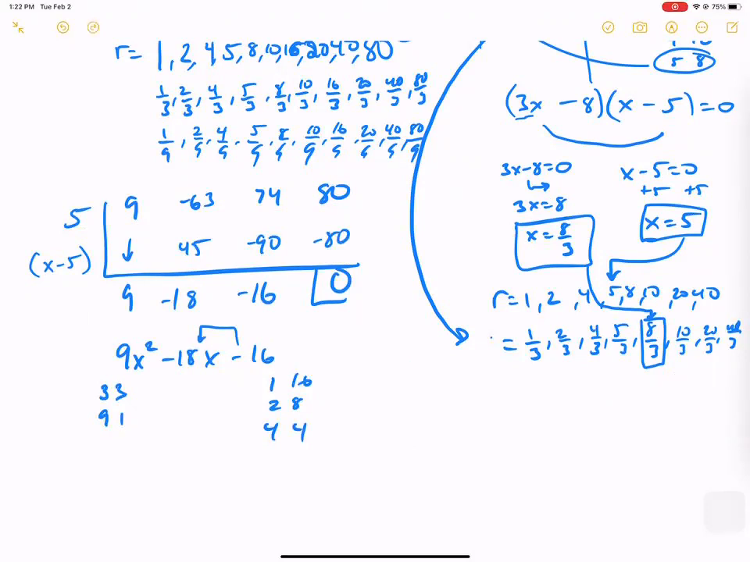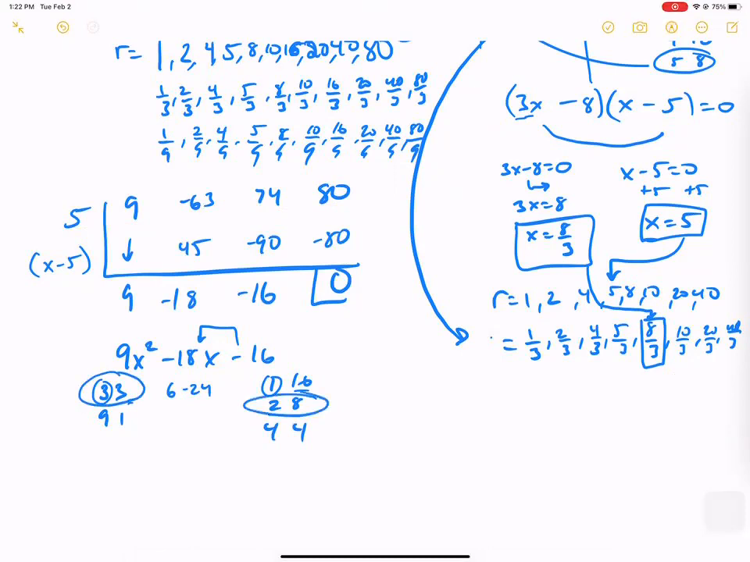Okay, so I'm going to start multiplying. 3 times 1 is 3. 3 times 16 is 48. Way too big. That's a fail. 3 times 2 is 6. 3 times 8 is 24. Is 6 minus 24 18? Oh my gosh, it was. So we know our values are going to be 3, 3, and 2, 8.